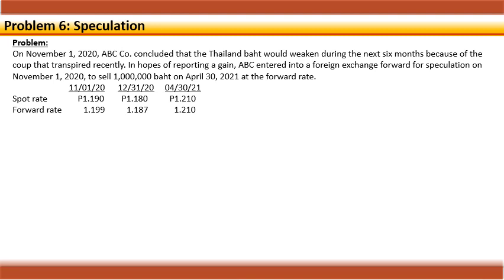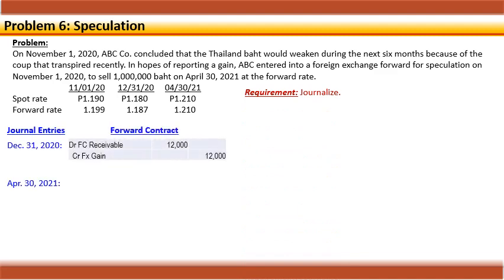So, ang gagawin mo, you'll have a contract to sell. Speculation on November 1, 2020 to sell 1 million baht on April 30, 2021 at the forward rate. So, nag-speculate ka na bababa. Okay. Ngayon, journalize. For the forward contract, wala ka kasing transaction for the hedge item. So, dun ka sa hedging instrument.